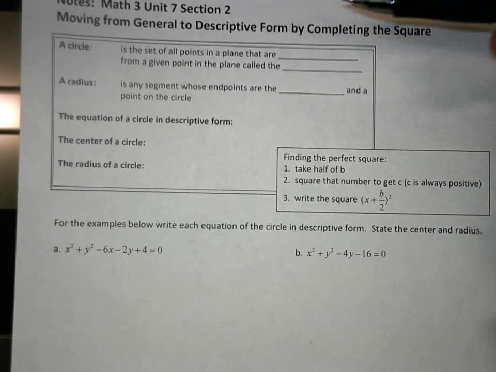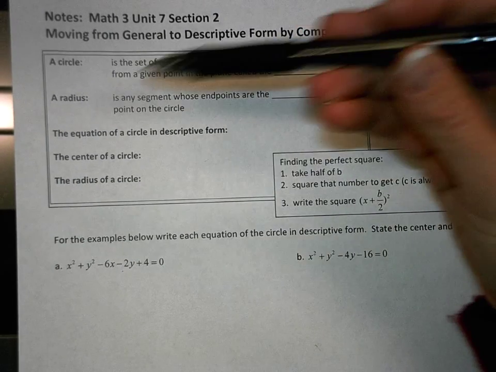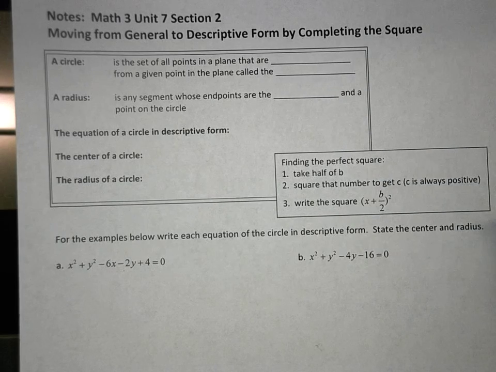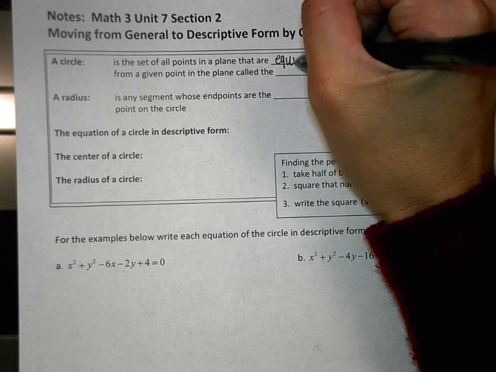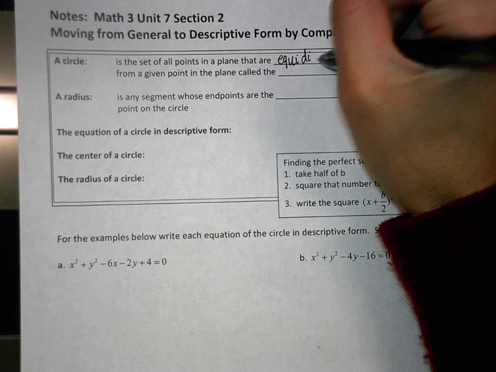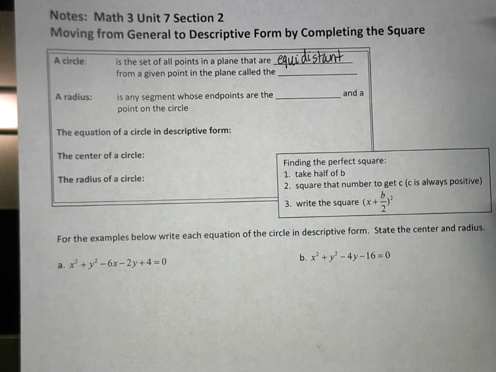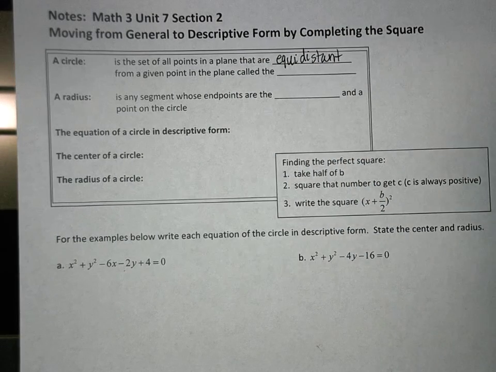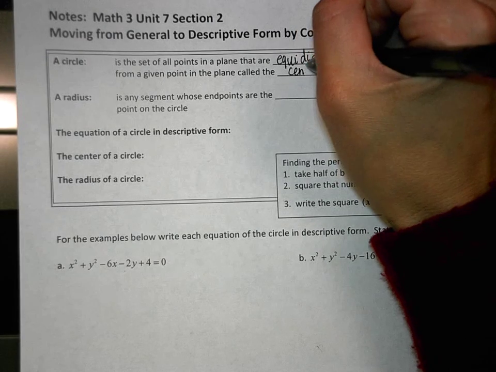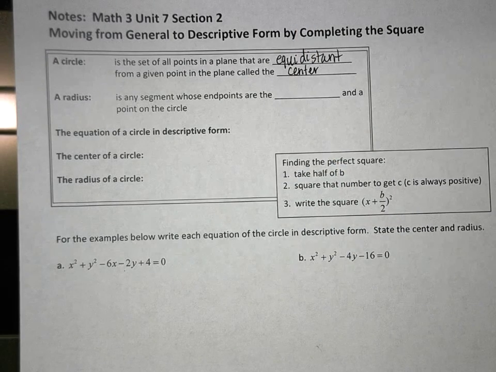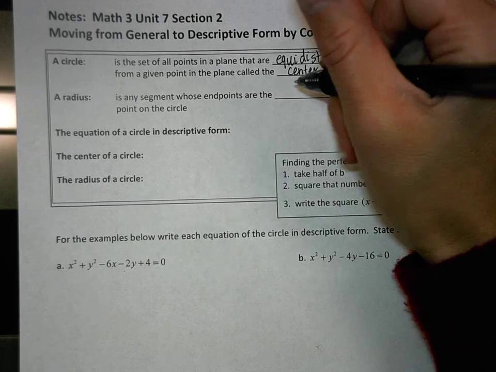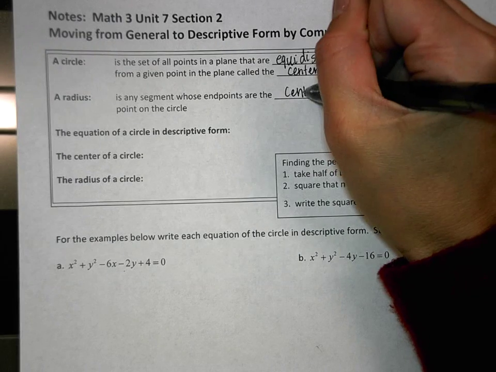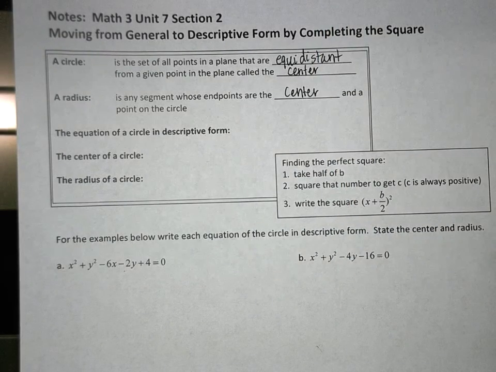Before we begin though, we just want to briefly talk about a circle. A circle is the set of all points in a plane that are equidistant from a given point in the plane called the center. A radius is any segment whose endpoints are the center and a point on the circle.